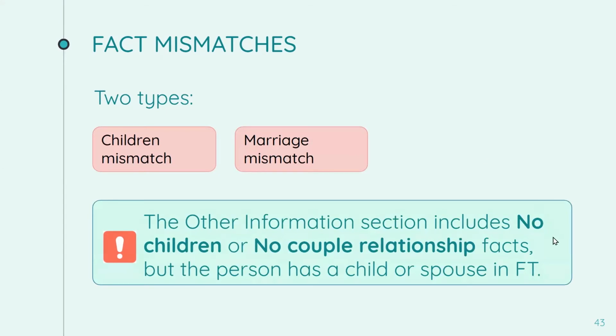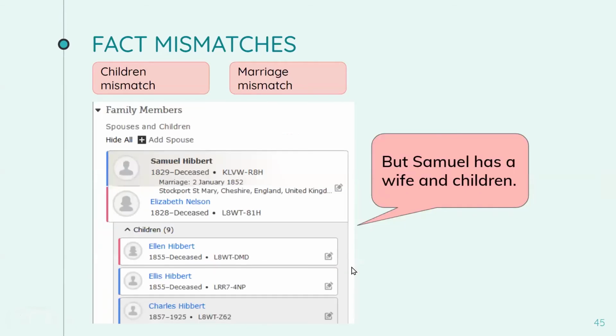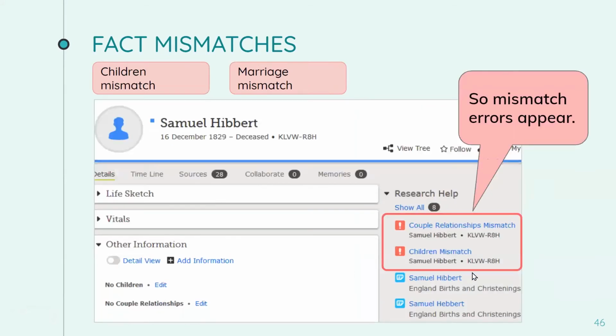So these facts have been entered in the other information section, but the person has a spouse and a child in Family Tree, hence the mismatch. Here's an example. Somebody has entered that this guy, Samuel Hibbert, has no children, and there are no couple relationships. So if that is correct, he should not have a wife or children. But guess what? We scroll down the page and there they are. He's got a wife and quite a few children, actually, 9 children. Because of that mismatch, we've got the errors over here.